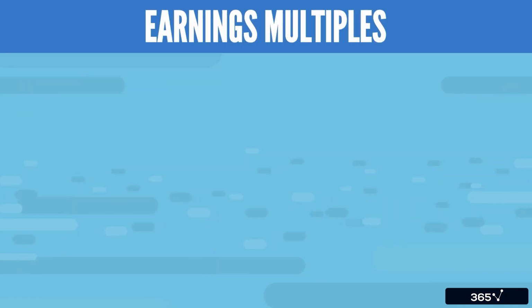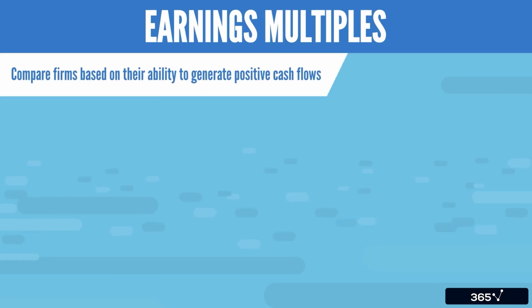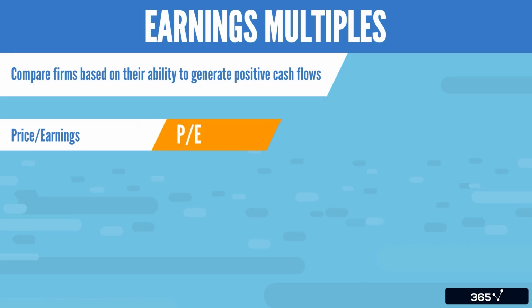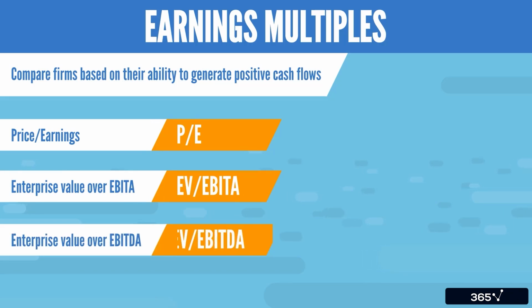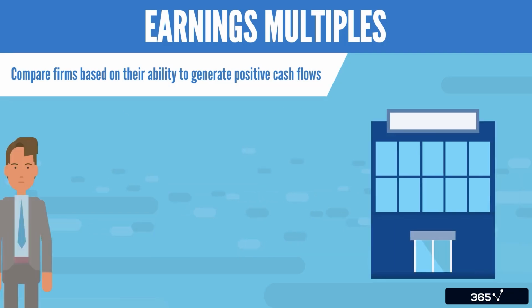Earnings multiples should be the instrument of choice for analysts. They allow you to compare firms based on their ability to generate positive cash flows, which fundamentally is the one thing investors are interested in at the end of the day. Popular examples of earnings multiples are price per earnings, probably the best-known valuation multiple, and enterprise value over EBITDA. There is an important difference between the two multiples, PE and EV over EBITDA, and we will illustrate it with a complete example a bit later on.